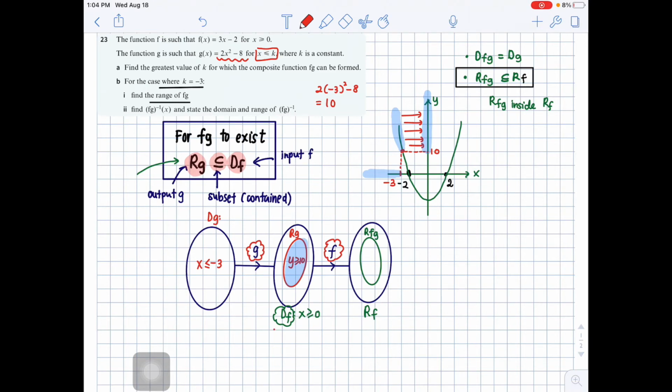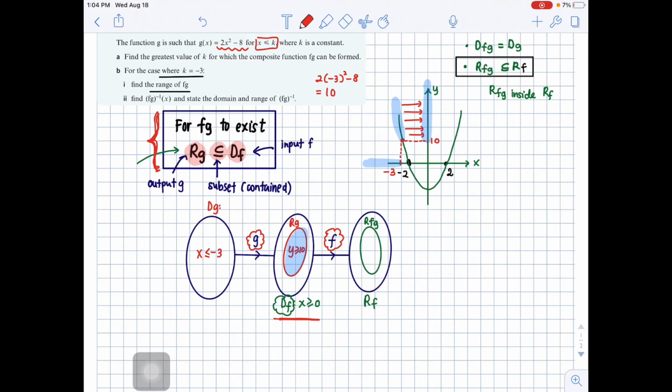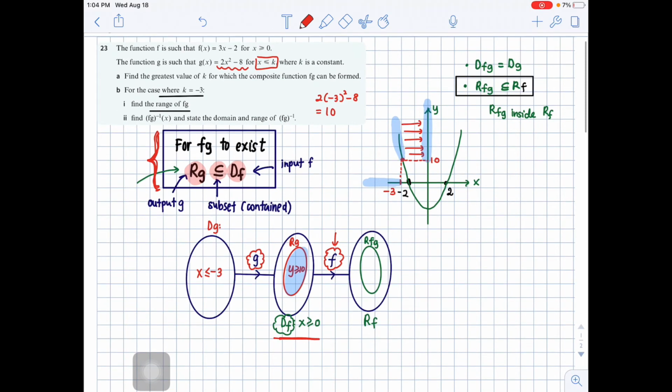I know your question here, they are saying the domain of the F is x more or equal to 10. But if you want the composite function to exist, you have to consider this one. The range of the G must be contained within the domain of the F. So the lowest possible value that I can put into my F now is 10 and greater. So you take that and you put into your Fx over here. Let's see, what will you get? 30 minus 2, you are getting 28.